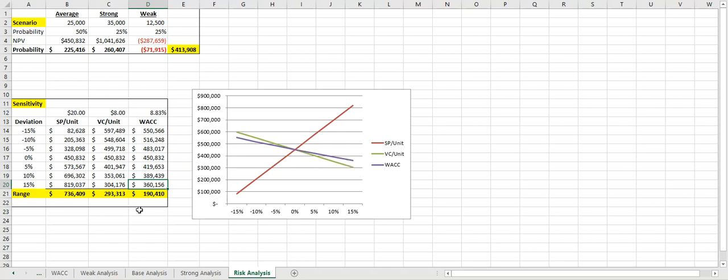What does this tell us? Naturally, it's pretty common sense that selling price has the greatest sensitivity to profitability. We change that either way, that line is very steep in slope, meaning it's very sensitive. Whereas for variable cost per unit and the WACC, the cost of capital, if those fluctuate, the effect is less because the lines are flatter.